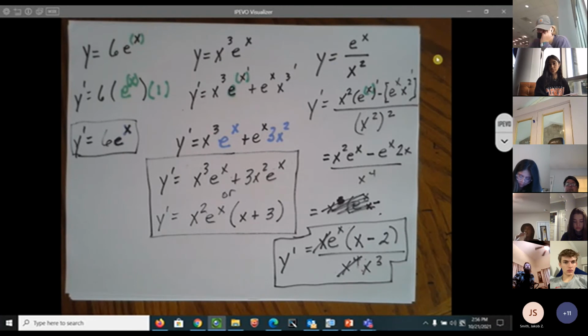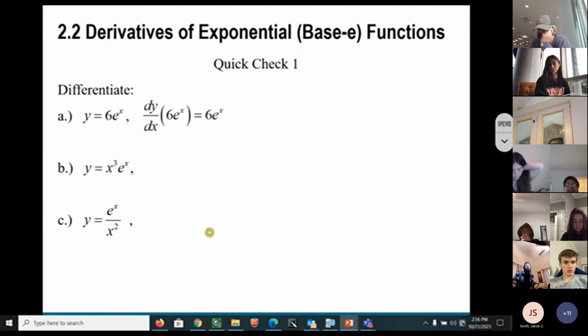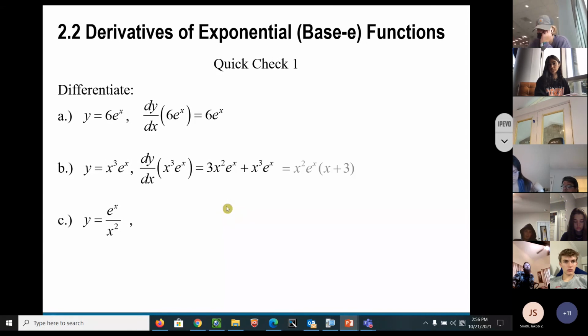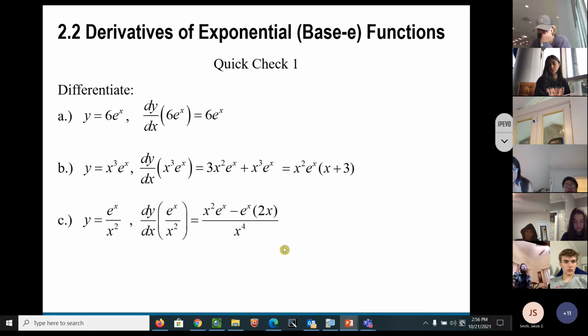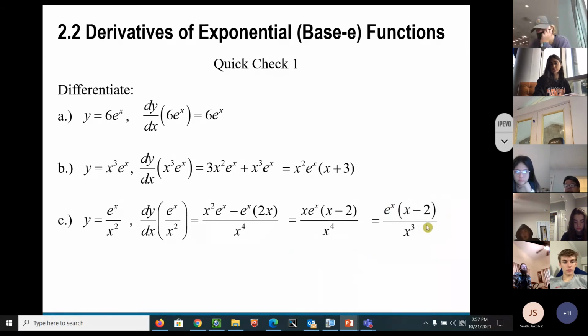So let's see if we got them right. 6e to the x, 3x squared e, let's see if they simplified it. Yep, right there. And this one, yep. So there is 6e to the x problems that could show up on the test.